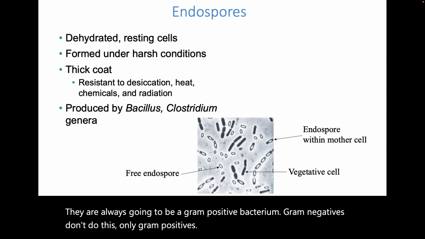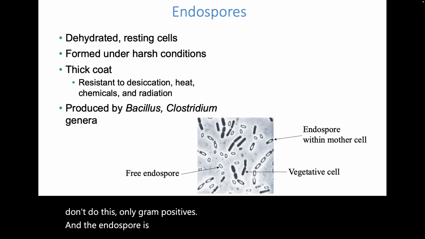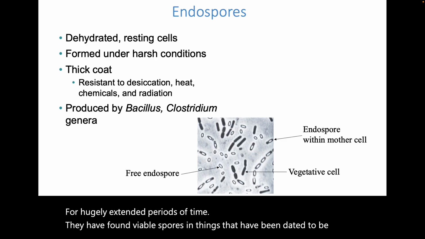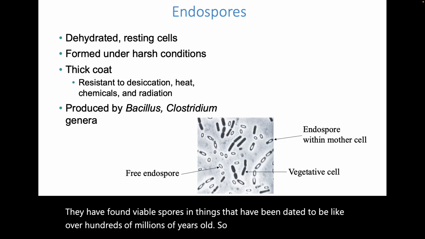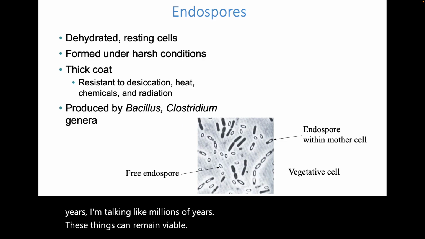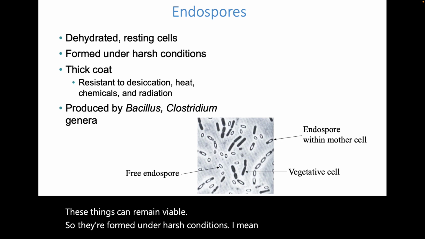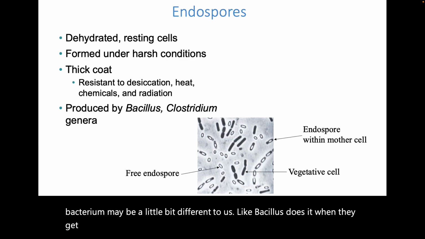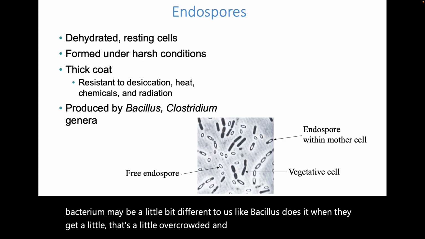And the endospore is this structure that allows these species to survive for hugely extended periods of time. They have found viable spores in things that have been dated to be over hundreds of millions of years old. So I'm not talking about a couple of years, I'm talking about millions of years. These things can remain viable. So they're formed under harsh conditions. I mean, harsh conditions to a bacterium may be a little bit different to us. Bacillus does it when it gets a little overcrowded and a little bit hungry, and they'll start to form spores.